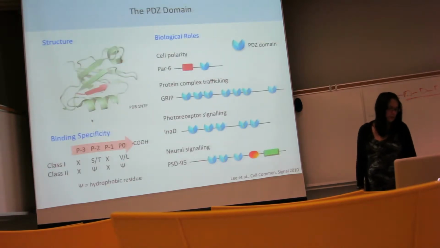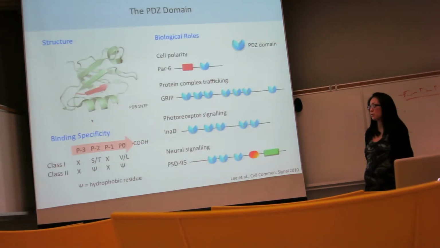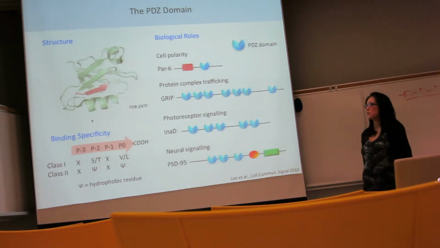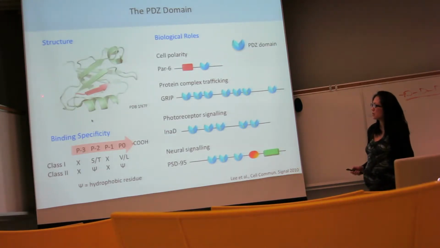So for my thesis, I'm focusing on the PDZ domain. The PDZ domain consists of 80 to 90 amino acid residues which fold into this type of structure that consists of 5 to 6 beta strands and 2 alpha helices. They bind hydrophobic C termini, which bind into a hydrophobic groove formed between this beta strand and this alpha helix.